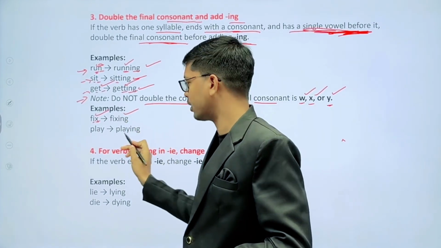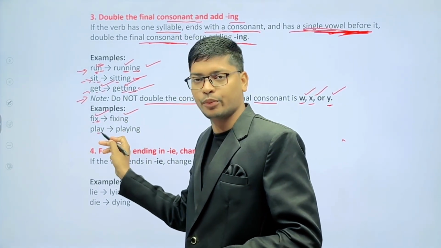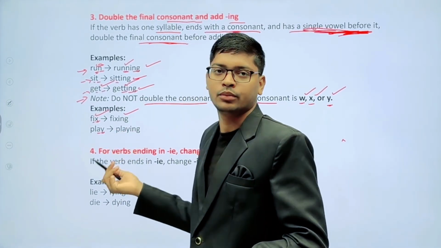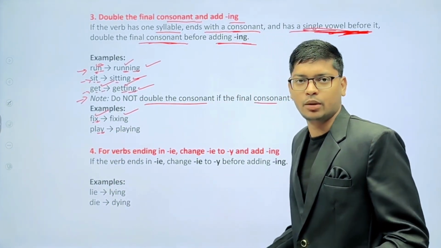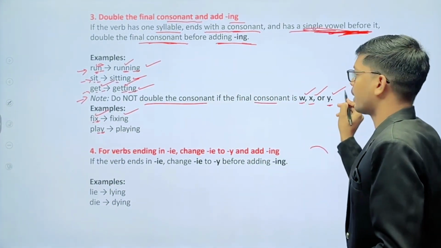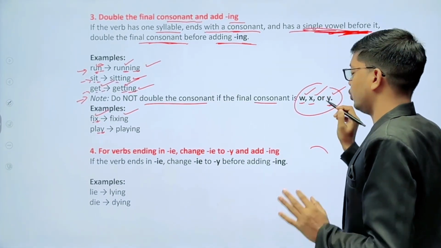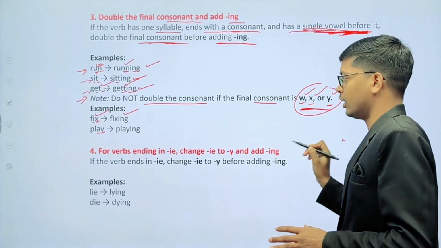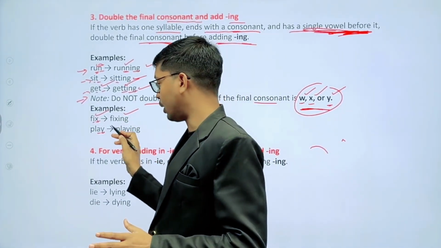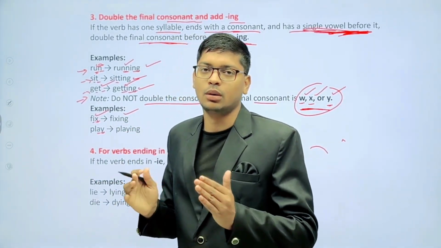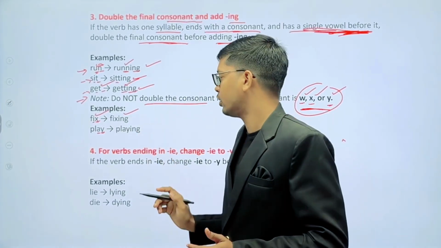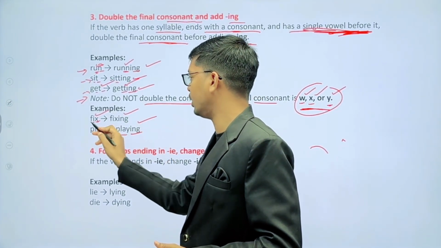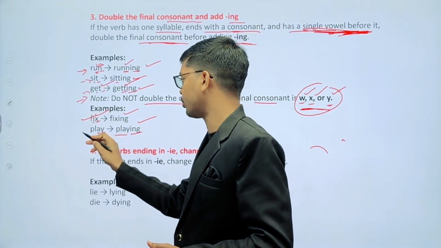Play. Before y there is a vowel, and the end letter y is a consonant, but it is an exception. You must remember this. W, x, y: we do not double the end letter, so just add ing. Play to playing, fix to fixing.